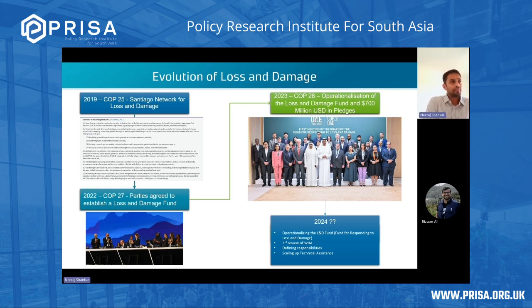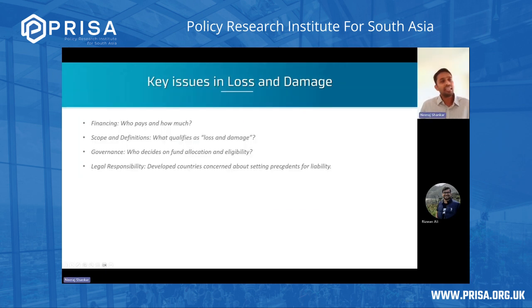Okay, but there are some key issues in loss and damage. So first thing is financing. The biggest question remains, who will contribute to the loss and damage fund, and how much will each country contribute? Developing countries, which contribute the least to climate change, argue that developed nations should provide the majority of the funding, right? So again, the biggest question remains, who pays and how much.